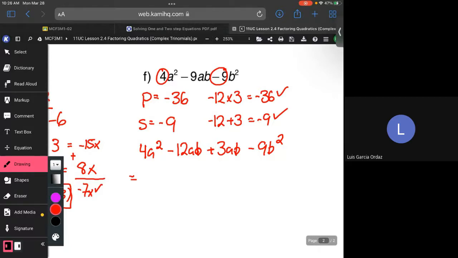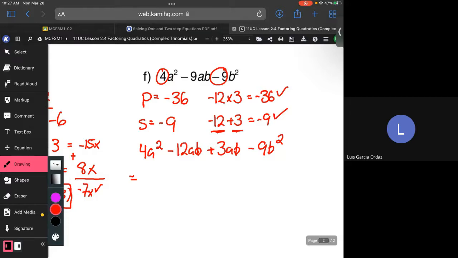But where do you get -12ab and 3ab? From here, -12 and +3. So why did you put ab? Because when you add those up together, what's -12ab plus 3ab? What does that give you? Yep, it gives you -9ab. You have to put the variable from the middle after the factors that you use.